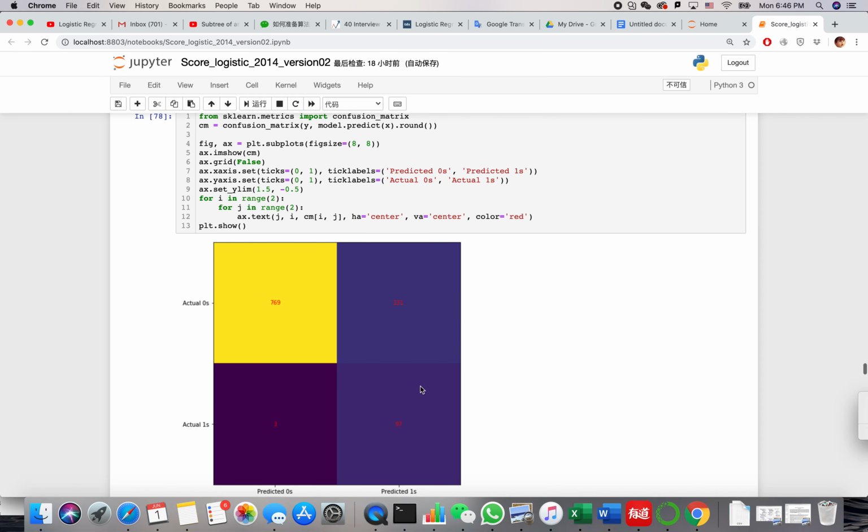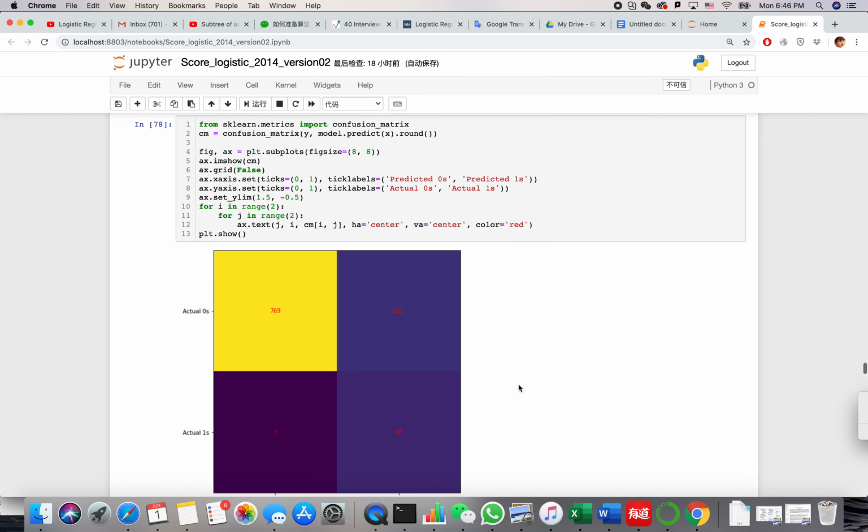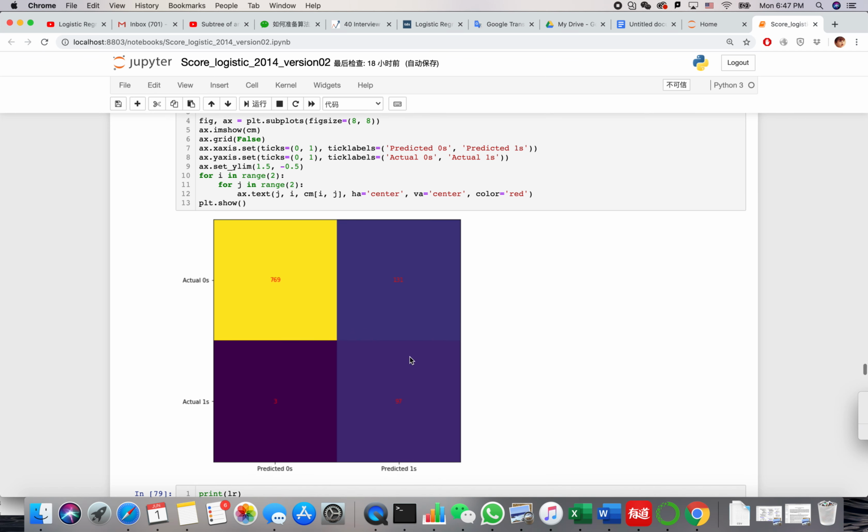This is the confusion matrix. We can see that for the actual 0, that is actual good credit, we predict better.